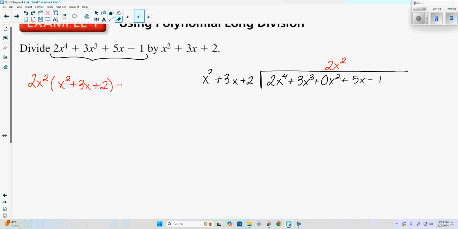Questions on this here before we start multiplying again? So again, we're going to multiply the 2x squared by our x squared plus 3x plus 2. We're going to distribute out: 2x squared times x squared, so we'll have the 2, x squared times x squared is x to the fourth. 2x squared times 3x, 2 times 3, positive 6, x squared times x is x to the third. And lastly, 2x squared times 2, 2 times 2 is going to be plus 4x squared.